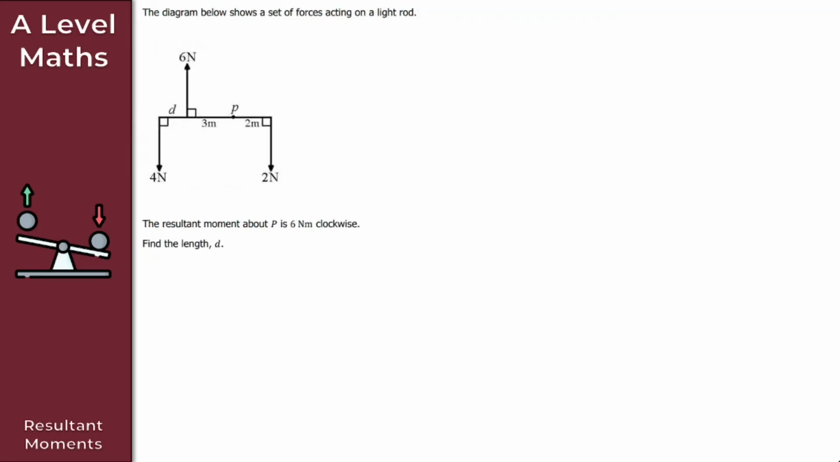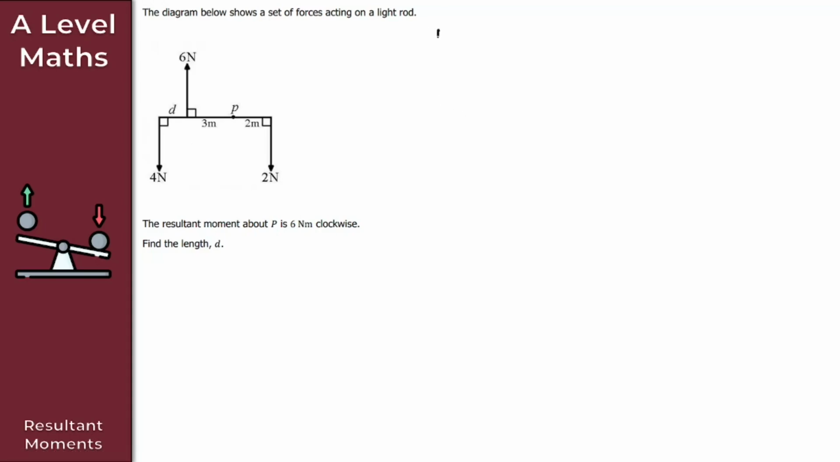To finish, let's take a look at one more question. We've got question 2, and again we're given this diagram, which shows a set of forces acting on a light rod. We're told that the resultant moment about P is 6 Newton meters clockwise, and it wants us to find the length D. Again, to get started, all we're going to do is find the moment of each individual force.